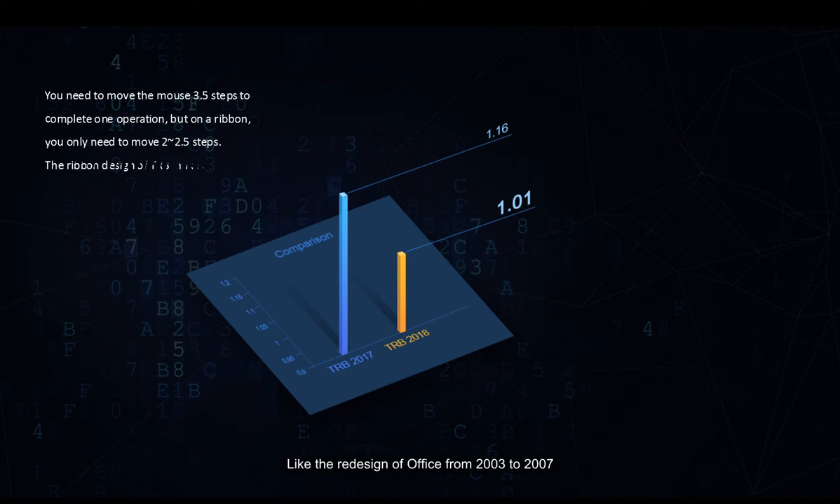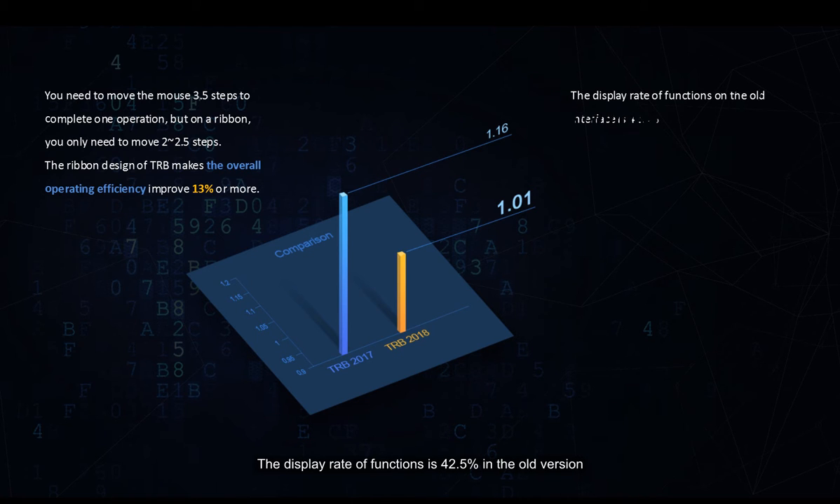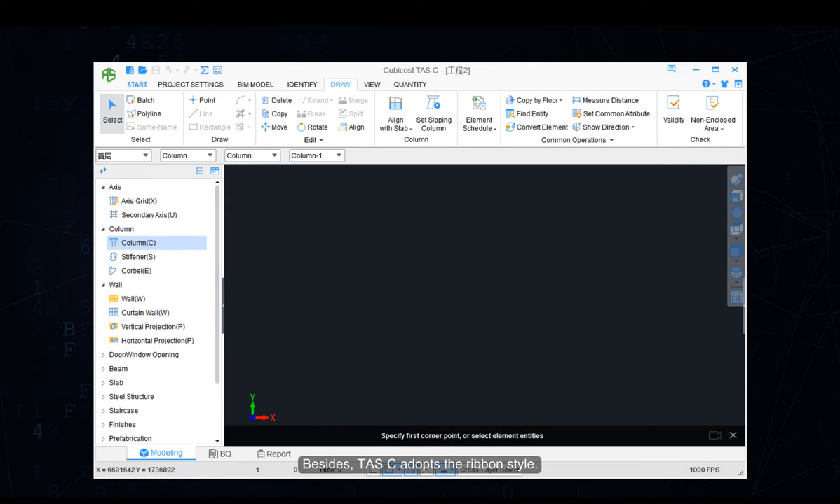Like the redesign of Office from 2003 to 2007, according to statistics, the overall operating efficiency on the new style interface is improved by 13%, compared with that on the old style interface. The display rate of functions is 42.5% in the old version, while in the new version, nearly 100% of TRB functions can be displayed. It is much easier to find and use functions. Besides, DASC adopts the ribbon style. These two applications need to be consistent in terms of interface.